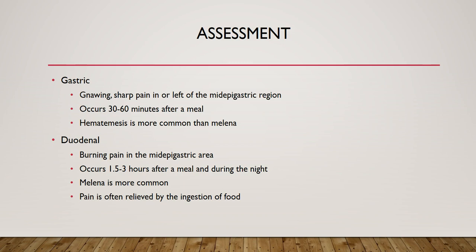So basically what happens is that you eat food. While you're eating food and your body's trying to digest, it's going to cause more acid to be produced. Because of that, that's what's actually causing the irritation of the already existing ulcer. So that's where you get the gnawing, sharp pain in the epigastric region.